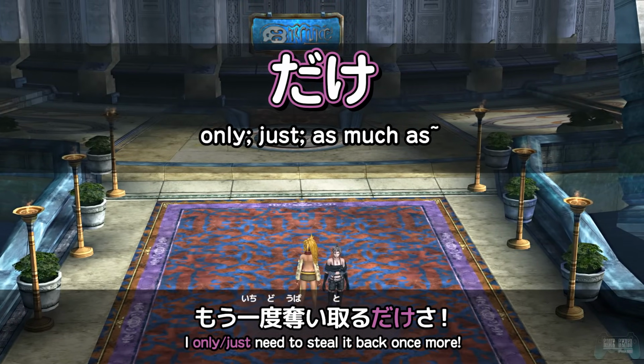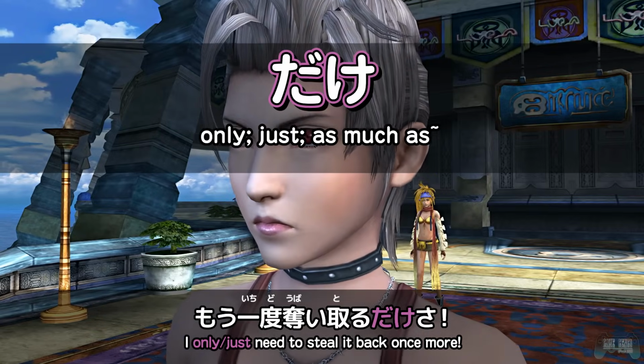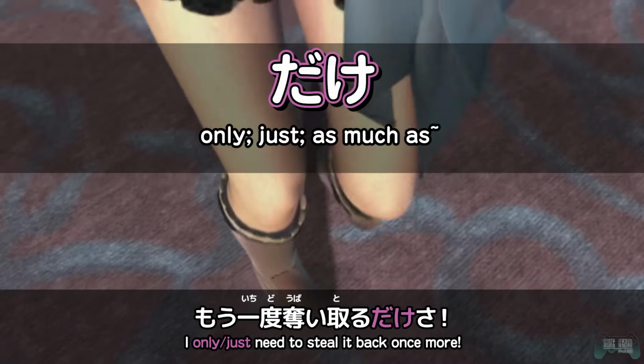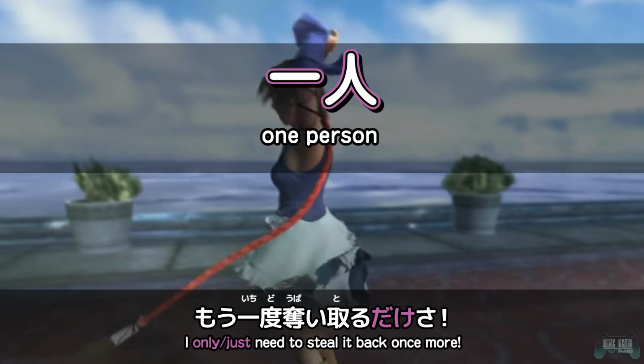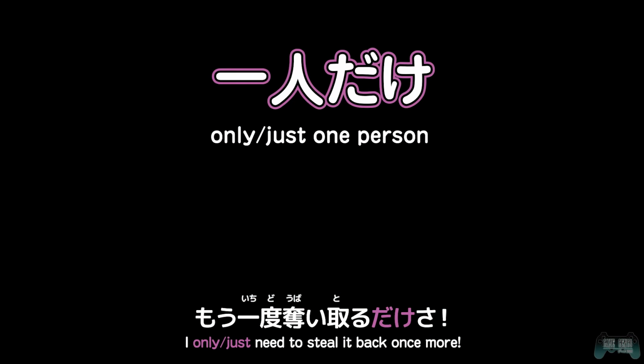Dake, only, just, or as much as. Dake has two core differences in meaning. Only and just, and then this as much as. Okay, let's look at the first one. If you had one person, hitori, and you wanted to say only one person, you would say hitori dake. Only one person. Or just one person.